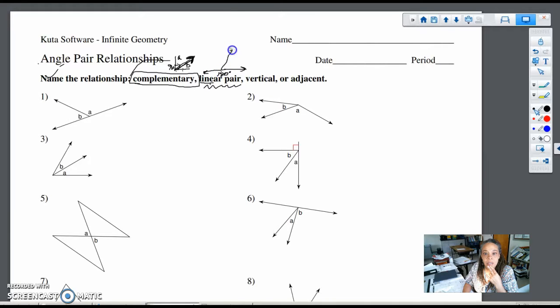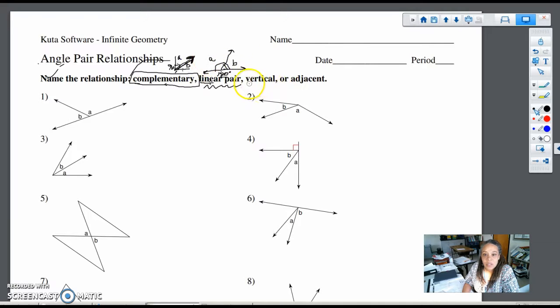So I'm going to make a squiggly line like that. What I've done is I made this angle and I made this angle. So I could call this angle A and this angle B, and the two of them together create a straight line, and that would be a linear pair, a line or a pair. So that's how you know the difference: complementary is a 90-degree corner, and a linear pair is a straight line when the two angles come together.